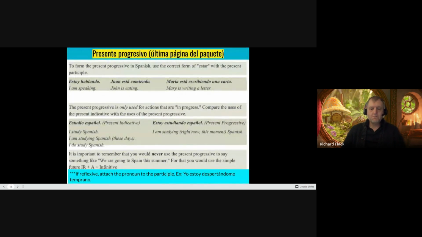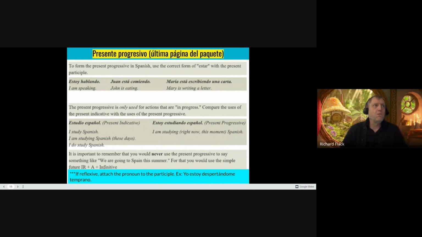Okay, let's move on. So you have what's on the screen on your paper here. Just make some notes or highlights as we go. Present progressive tense. So to form the present progressive in Spanish, we use the correct form of the verb estar with a participle. So 2 ingredients, the verb estar and the participles that we just learned how to make.